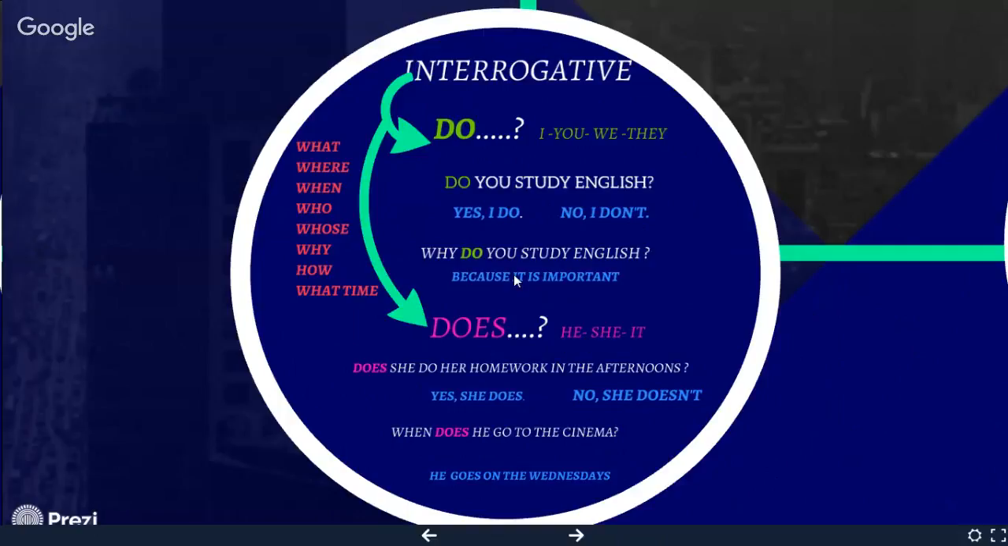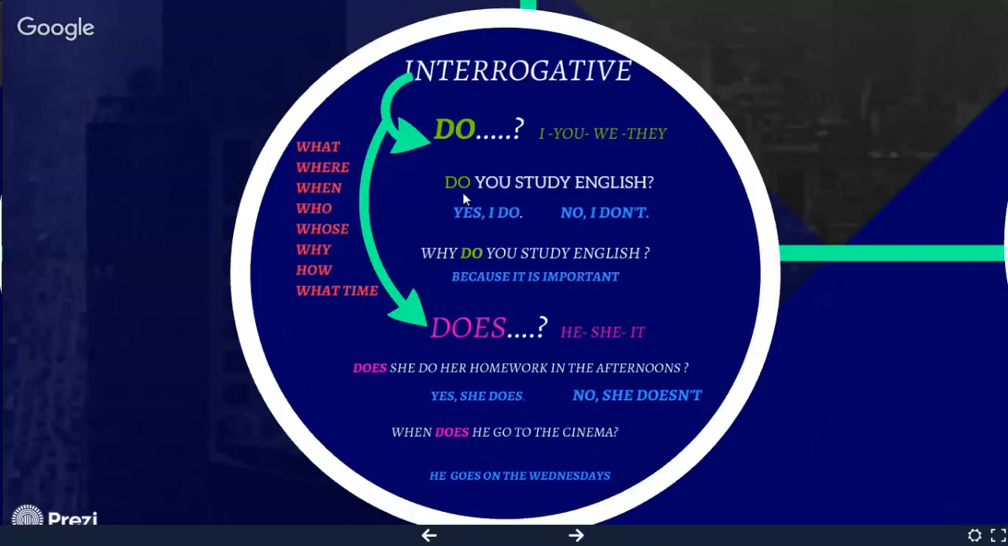For example, I can say, do you study English? In this case, I have to use the word do because it's you. Your possible answer is, yes, I do, or maybe no, I don't. But you can use the W question too. For example, the same question but with a W question. Why do you study English? My answer is because it is important.